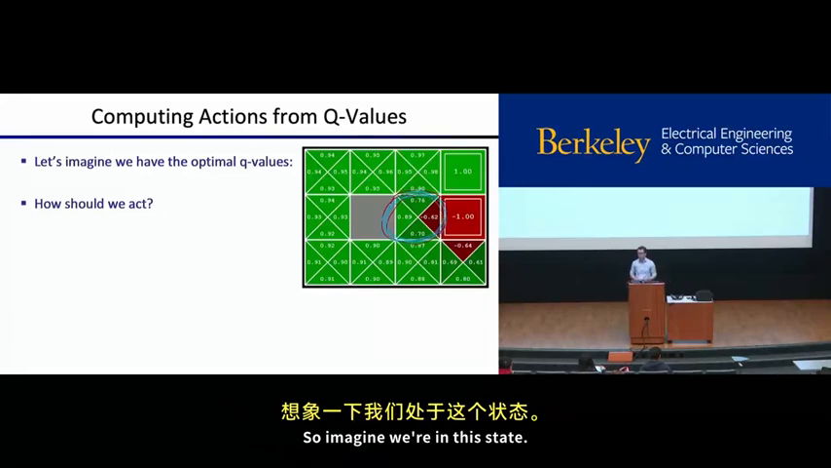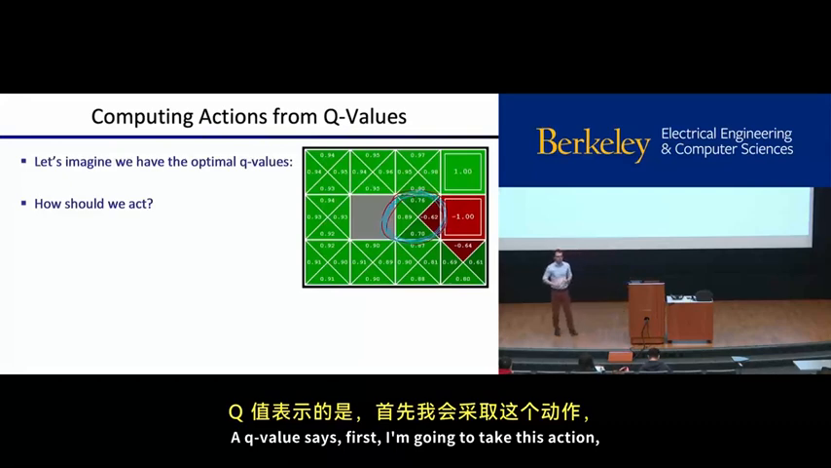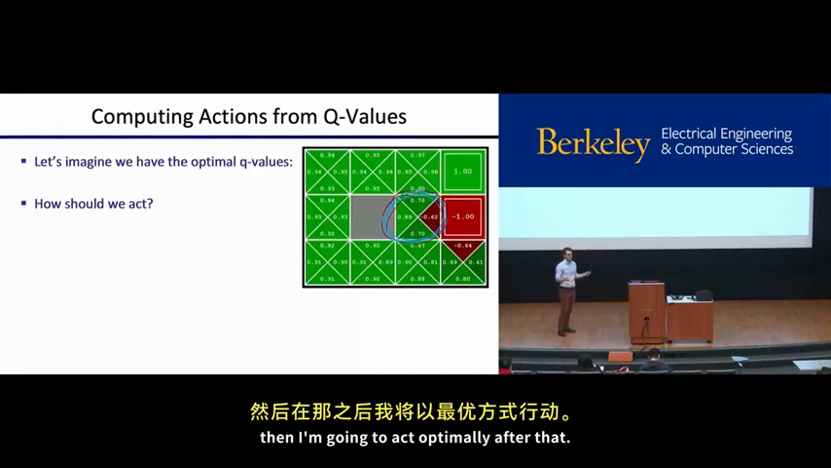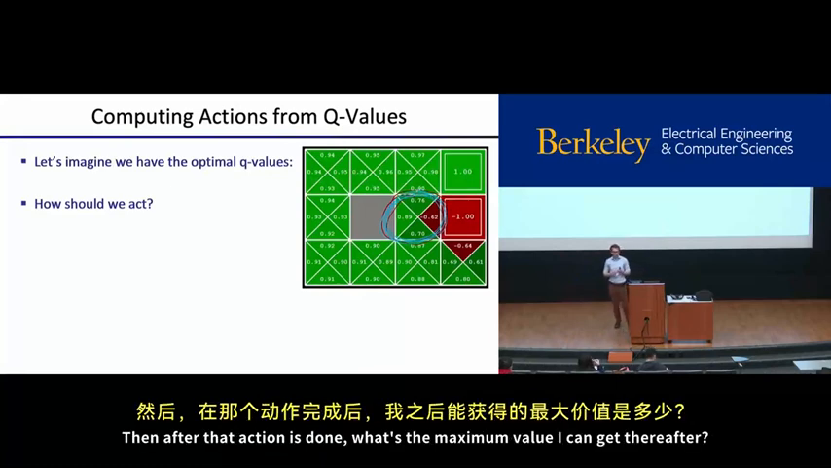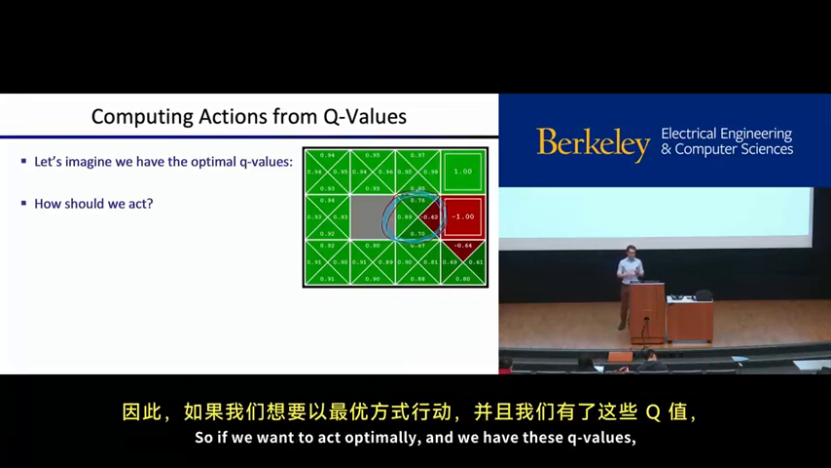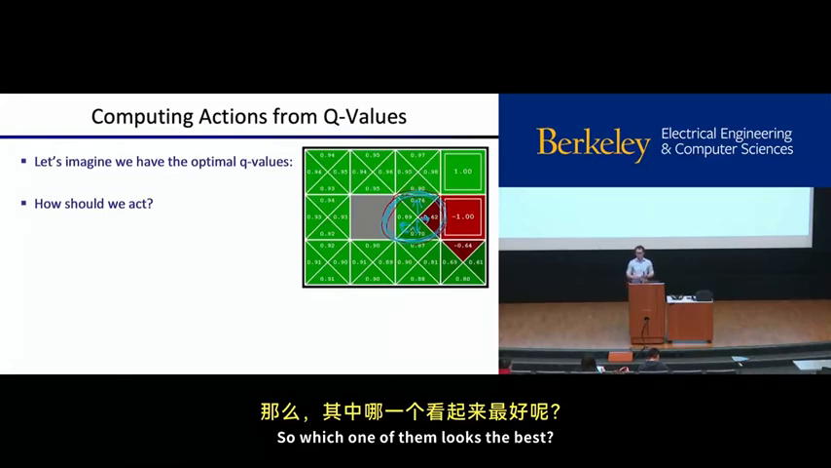So imagine we're in this state. These are the q values. What's a q value? A q value says, first I'm going to take this action, then I'm going to act optimally after that. First I'm going to commit to doing just this action, no takebacks. Then after that action's done, what's the maximum value I can get thereafter? So if we want to act optimally, and we have these q values, these are associated with going north, south, east, and west. So which one of them looks the best?